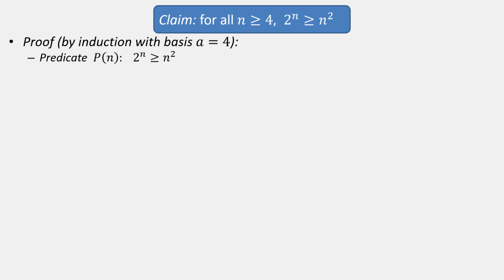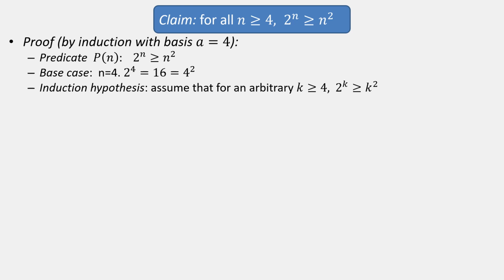So we will start by saying what our predicate is. It's an inequality. Either the left side is greater than or equal to the right side, or it's not. And the left side is 2 to the n, and the right side is n squared. So our predicate is 2 to the n is greater than or equal to n squared. The base case is for n equals 4. So P of 4 says that 2 to the 4 is greater than or equal to 4 squared. And indeed 2 to the 4 is equal to 16, which is actually equal to 4 squared. So the predicate P of 4 holds.